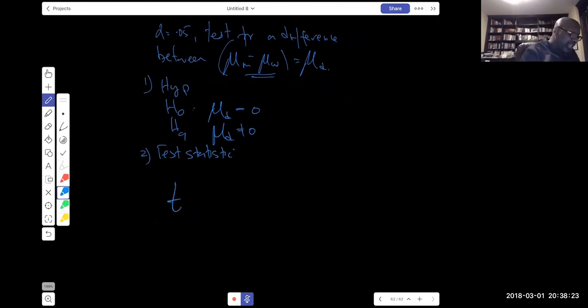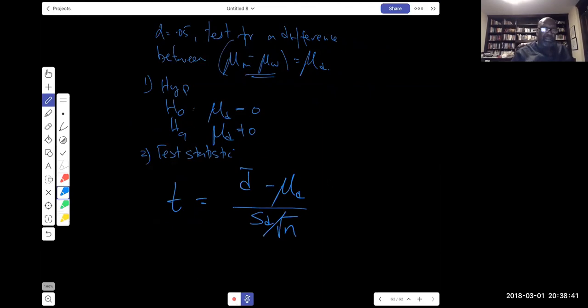So T is the sample estimate, in this case D bar minus population mu D, over the standard error, which is S over root n, but we just put SD to denote the standard deviation of the differences. So that's our test statistic right here, right? And the mu D will get its value from H0. So that's our test statistic.